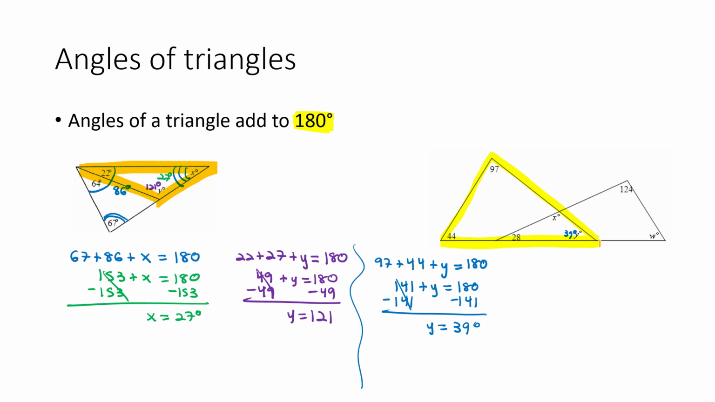Let's look at x next. X is part of this smaller triangle here, which has the 28, the 39 we just found, and the x. Okay, then let's figure out what x is. 28 plus 39 plus the x, because it's a triangle, has to add up to 180. Well, 28 plus 39 is 67, plus x is 180. So we'll subtract the 67 from both sides to figure out what x is equal to: 113 degrees.